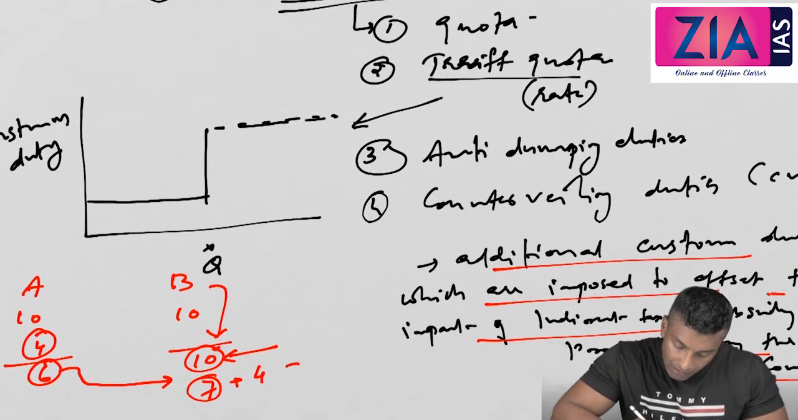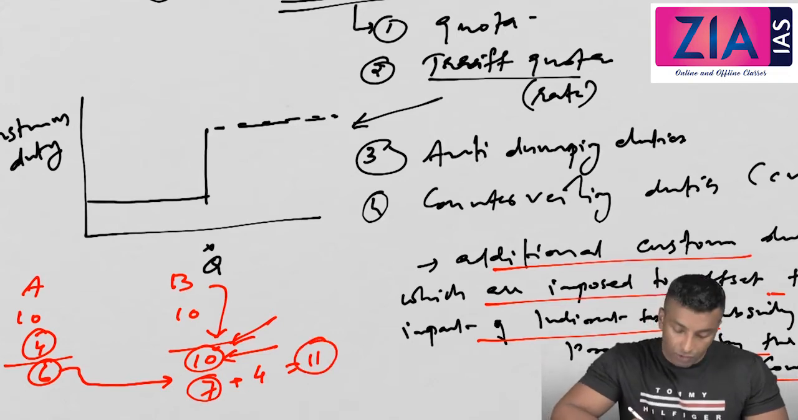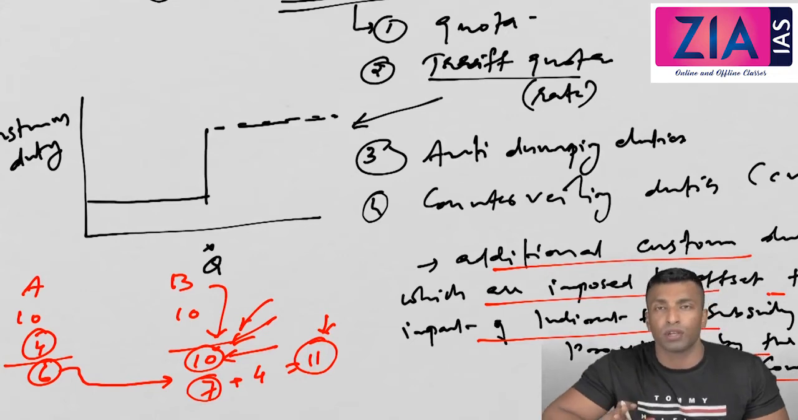So this will become 11. Here it is 10 already. So when this 11 comes, this won't be competitive now, so this won't capture the market. I hope you understood this word countervailing duty.